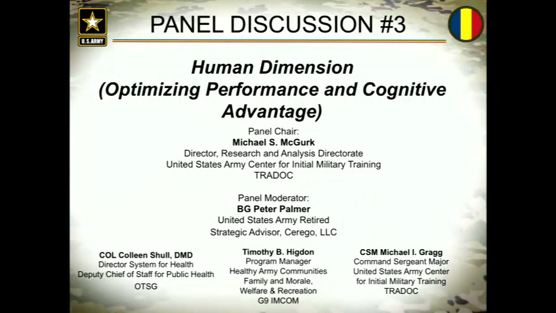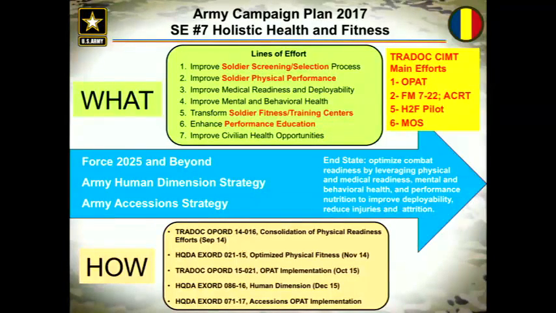Next slide. Real quickly, to frame the discussion, the best way is probably the Army Campaign Plan for 2017, which has strategic effect number 7, Holistic Health and Fitness. There are 7 lines of effort: improving soldier screening and selection process, soldier physical performance, medical readiness and deployability, mental health, soldier fitness and performance education, and civilian health care. TRADOC, CIMT, where I work, is working on numbers 1, 2, 5, and 6. The rest of our panel is assisting us in all our efforts and additionally working as lead on some of the other efforts.